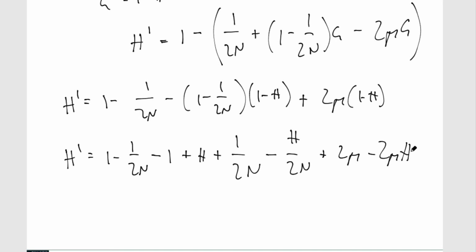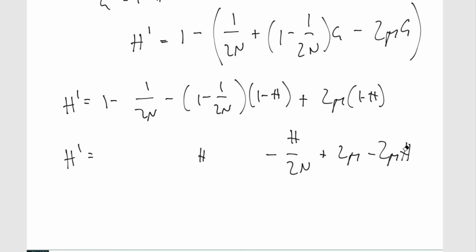And a few terms here cancel each other out. So for example, here we have 1 minus 1. So we can get rid of that. Okay. Let's see, what else can we get rid of? We have minus 1 over 2n plus 1 over 2n. So we can get rid of that. And so we don't need the h or the plus here. Okay, so now this has simplified quite a bit. This is now h minus h over 2n plus 2 mu minus 2 mu h.